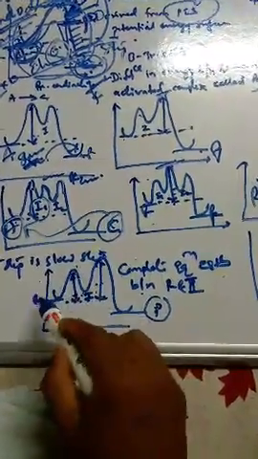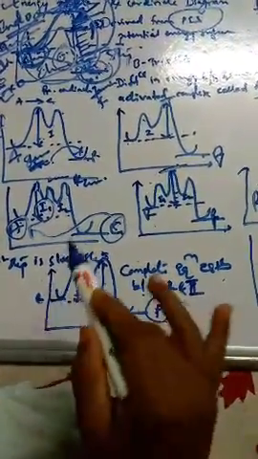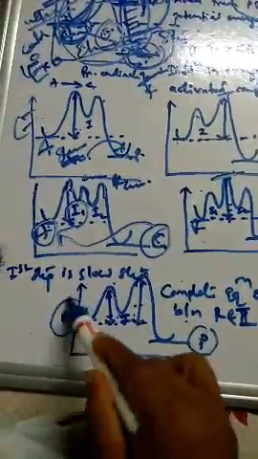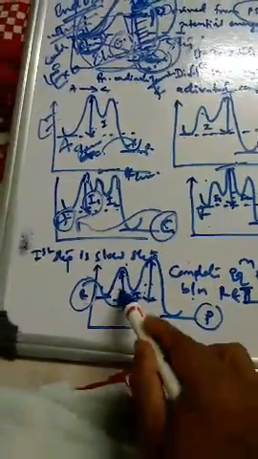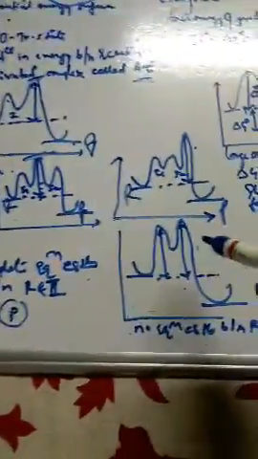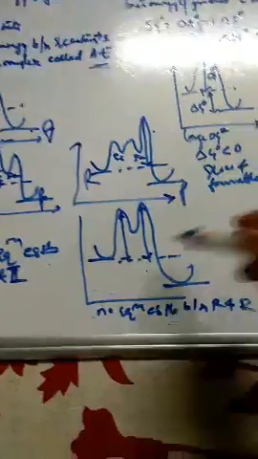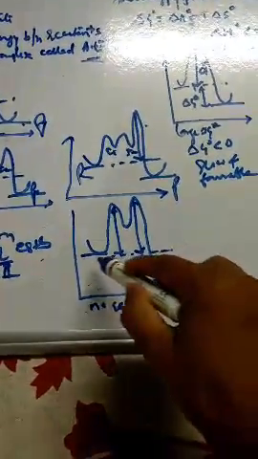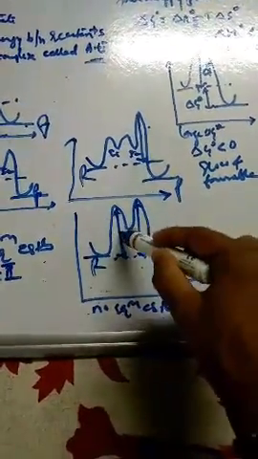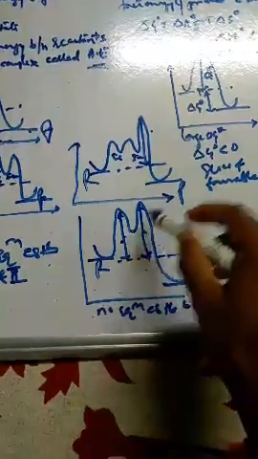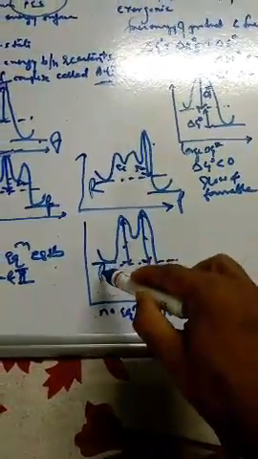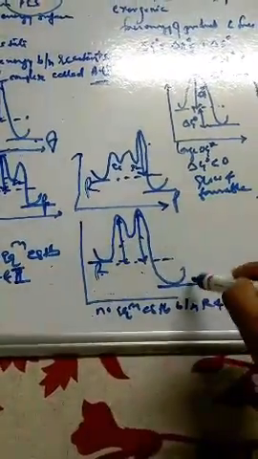So in this case, complete equilibrium is established between R and the intermediate. But in some cases you can see here that no equilibrium is established between R and the intermediate, because there is almost no difference between the intermediate to the reactant and the intermediate to the product.